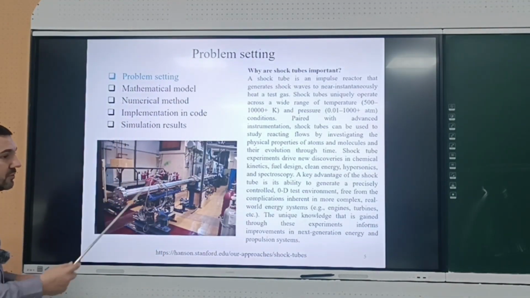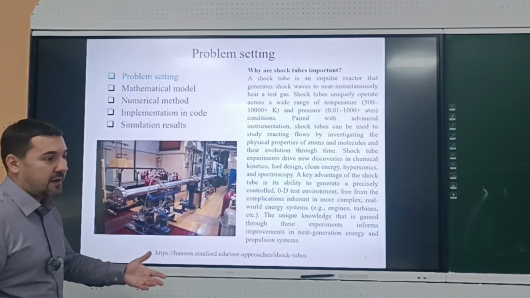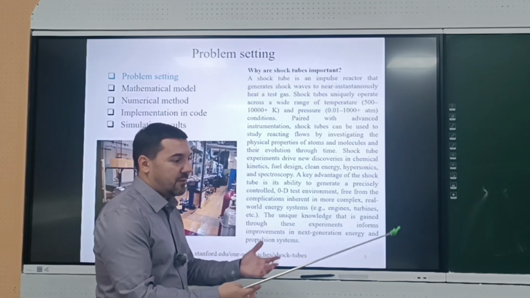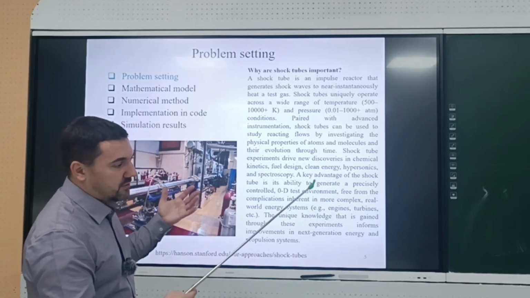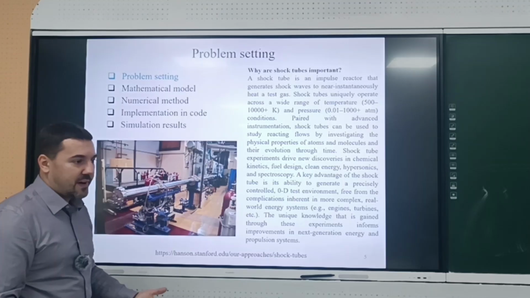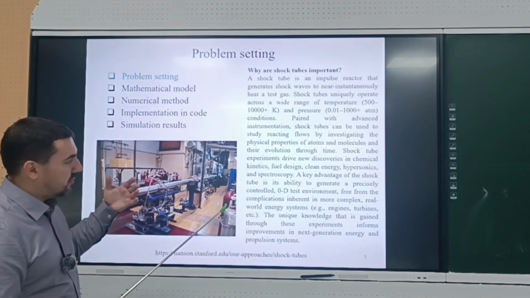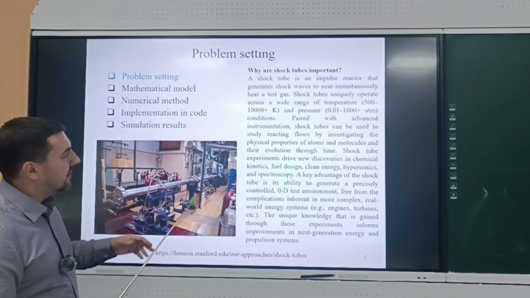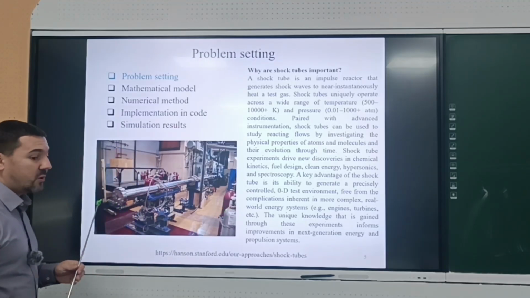So, for example, we want to simulate the operation of a shock tube, but we can choose different mathematical models for that. We can consider the same process in 3D, in 2D, using viscous effects, or maybe chemical reactions, and so on. But we are going to use the simplest possible model, so just 1D Euler equations.